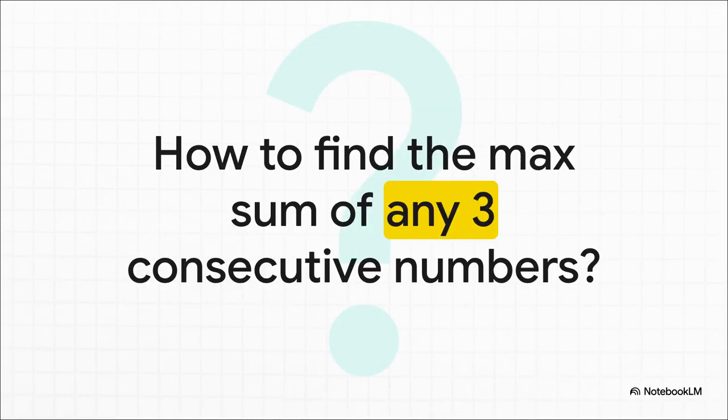So let's just kick things off with a simple question, okay? Imagine you've got a list of numbers. Your job is to find the biggest possible sum you can get from any three numbers that are right next to each other. How would you do it? And more importantly, how would you do it without doing a ton of extra, unnecessary work?